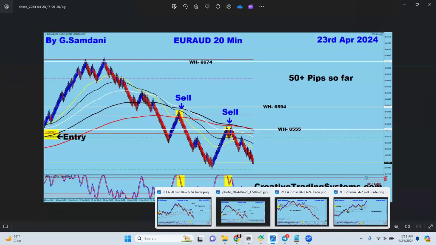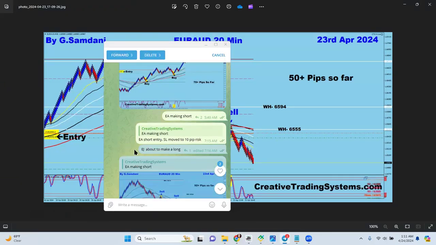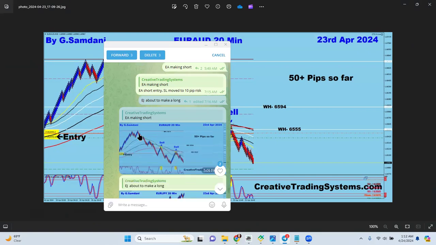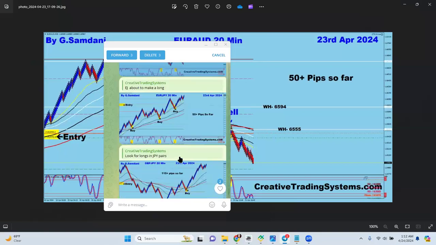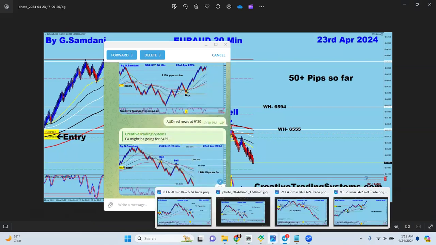64.35. And what happened to this? Eventually, later on, let me go back there. See that? I also posted that EA short entry I already made, and SL moved to 10 pip risk. Initially it's 15 or maybe 20, and then I move it a little bit more as it goes in my direction. And then finally, this was the entry, and later on I posted my trade here for 110 pip, and it hit exactly. I think it's up here.